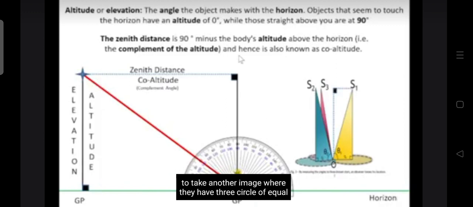I took the liberty to take another image where they have 3 circles of equal altitudes, and each of them would be different radiuses from the GP of the star 1, star 2, star 3 to the observer. But it's pretty obvious that when I do that drawing of the complement, the zenith angle, the distance with the dotted line, that is what you're looking for after you get the elevation angle. This is how it works, folks. This is all from their books, by the way. All these quotes and everything is from their books. Next, please.